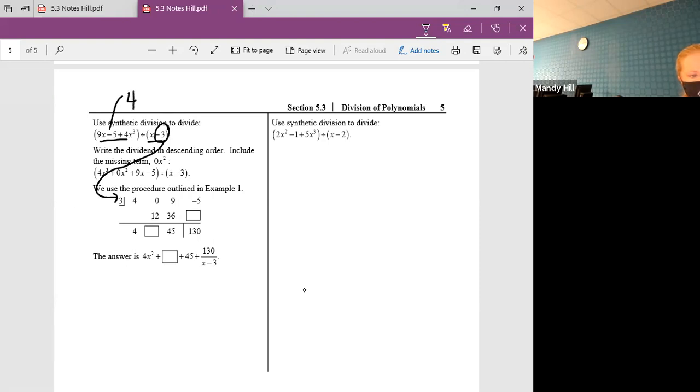So we need to write 4x to the third. The next term would be x squared. Well, there's not any x squared, so that's going to have to be a 0x squared. We do have plus 9x, and then our -5 would come in at the end. So they put the numbers in order. If there wasn't something there, they put a 0 there. Like the x squared was missing, so they had to put 0x squared. This is where the 4 and the 0 and the 9 and the -5 came from.